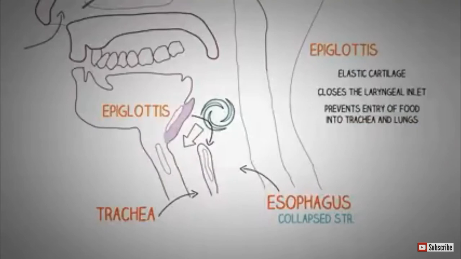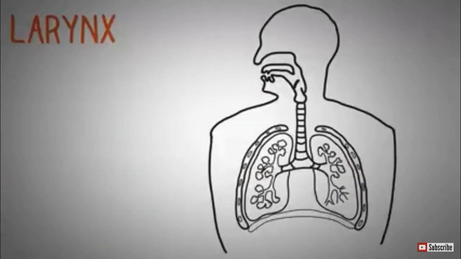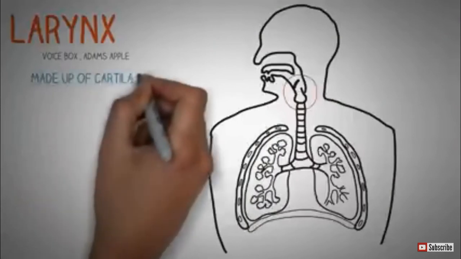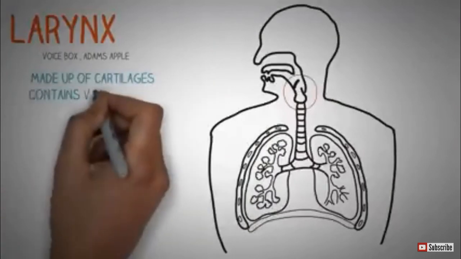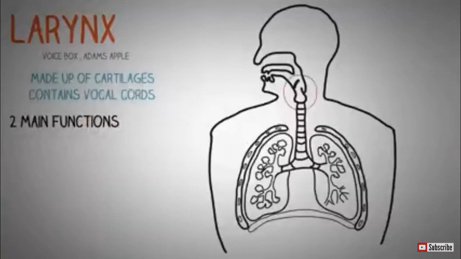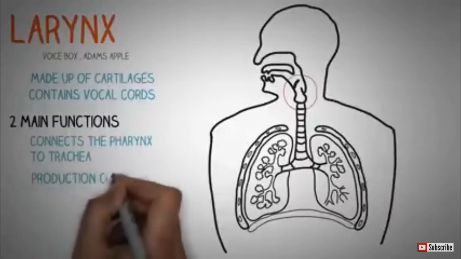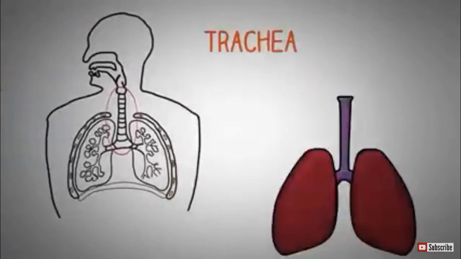The next important structure in the respiratory tract is the larynx. The larynx is located right here, and it is also known as the voice box as well as the Adam's apple. The larynx is made up of many cartilages, and the larynx contains the vocal cords. The main functions of the larynx in the human respiratory system is that it connects the pharynx to the trachea, and the second important function is the production of sound or speech.